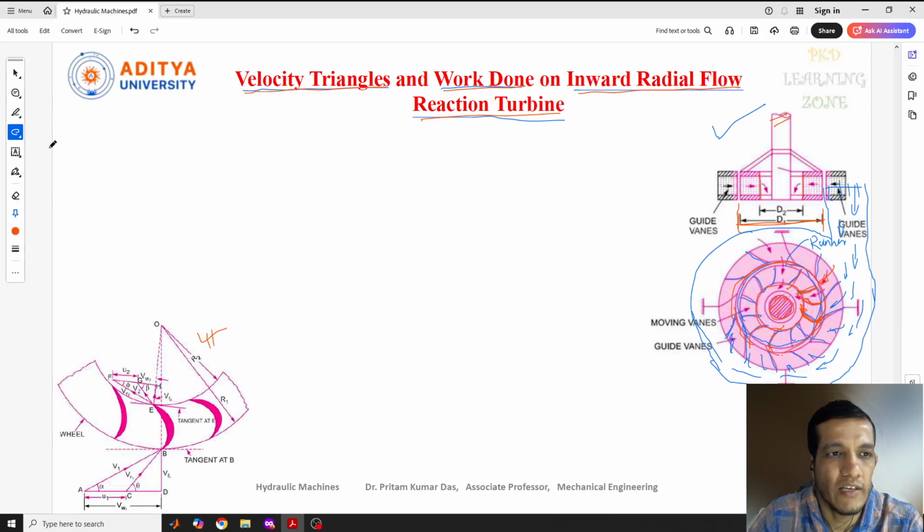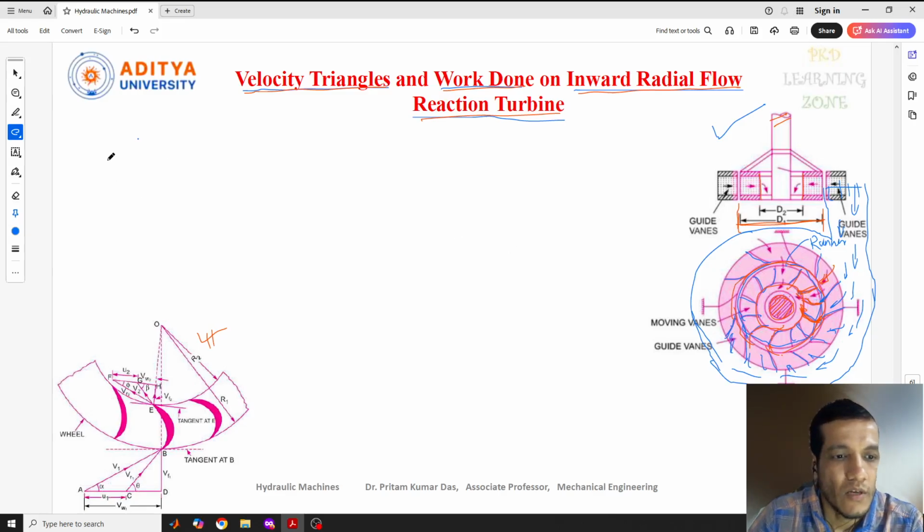Here I'll just give a small brief about how to find out the work done. As I told you, the water strikes here at the inlet, that means the outer diameter of this runner is the inlet of the water, and the inner diameter of the runner is the outlet of the water, or we can say the exit of water.